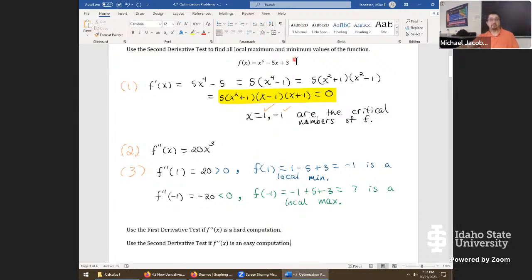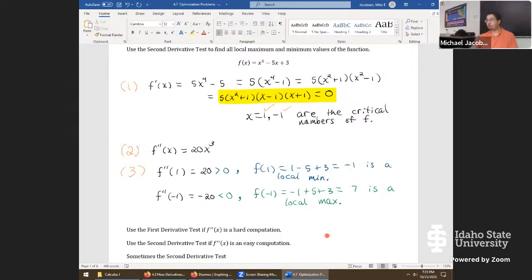Just like what we had here, it's really fast to calculate first derivative, then second derivative. That's a major reason why this is probably the better test for this problem. But let's also put one last comment. Sometimes the second derivative test "fails."